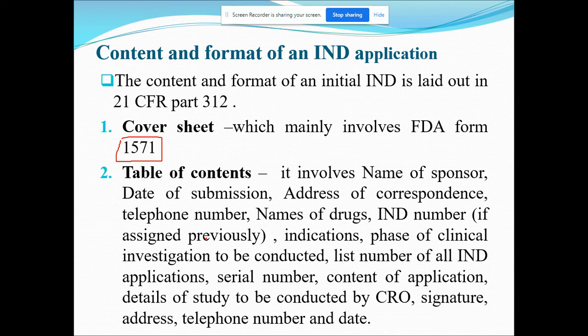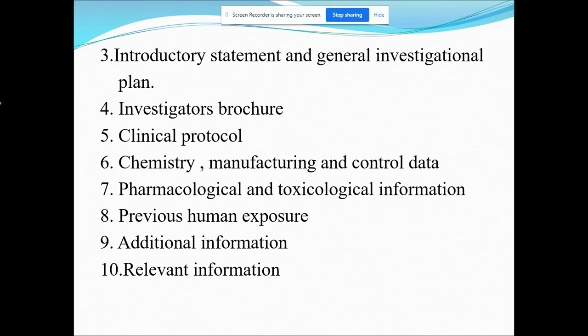This is the second part, or the second content, of the IND application, that is the table of contents. Third, it also consists of the introductory statement and the general investigational plan.